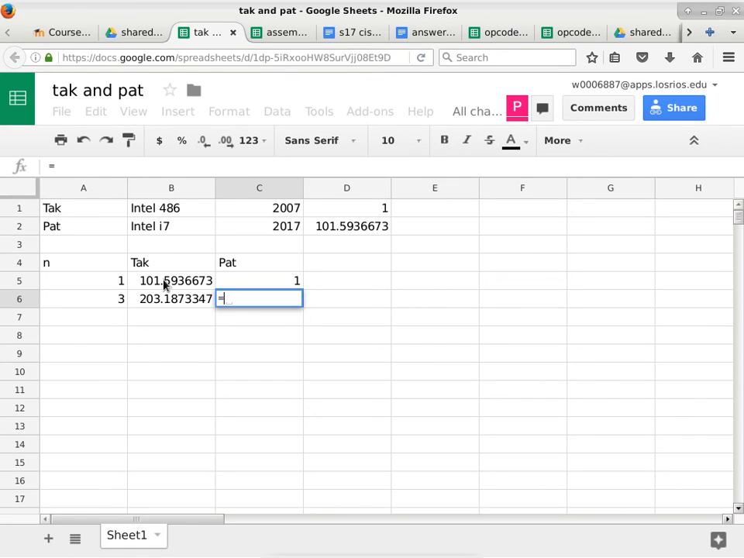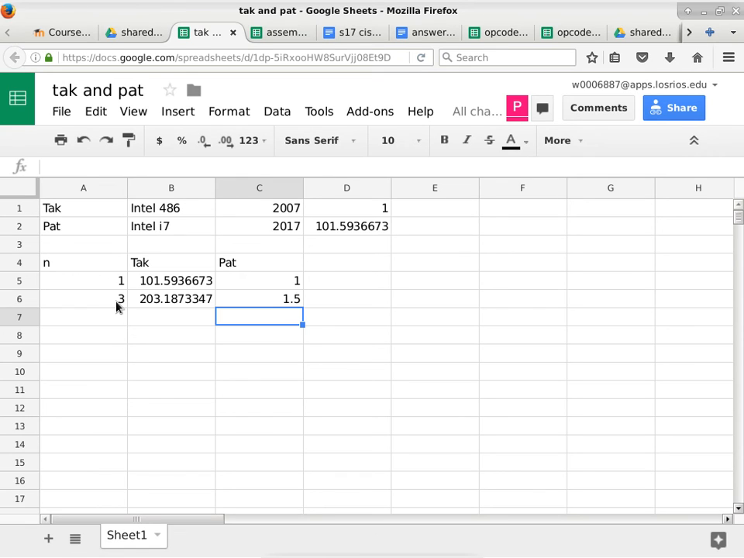So the average is really just n itself divided by 2. So at this point, my algorithm will take 203 units of time to solve the problem, and then Pat's algorithm will take an average of 1.5 units of time. And Pat is just laughing because the lead is increasing.